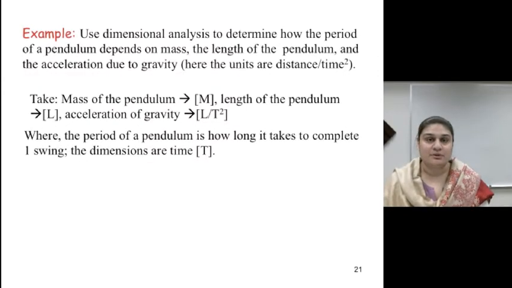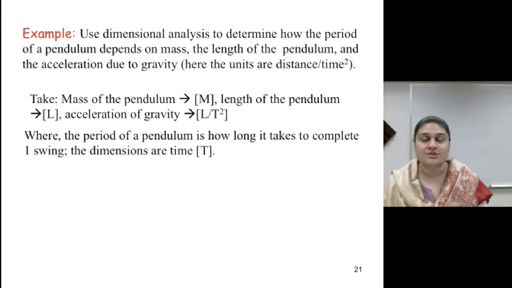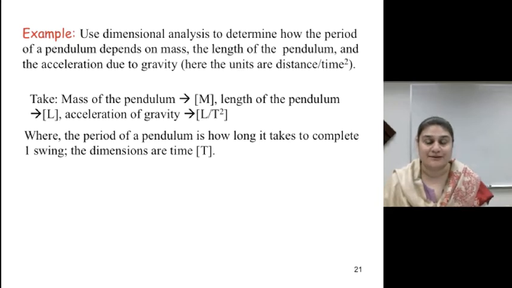Another really good example of how dimensional analysis helps us with formulas and equations is the following. Use dimensional analysis to determine how the period of a pendulum depends on mass, length of the pendulum, and acceleration due to gravity. Note that it gives us no other information except that acceleration due to gravity is given in units of distance per time. We are required to take the mass of the pendulum as m, length of the pendulum as l, and acceleration due to gravity as l over t squared.